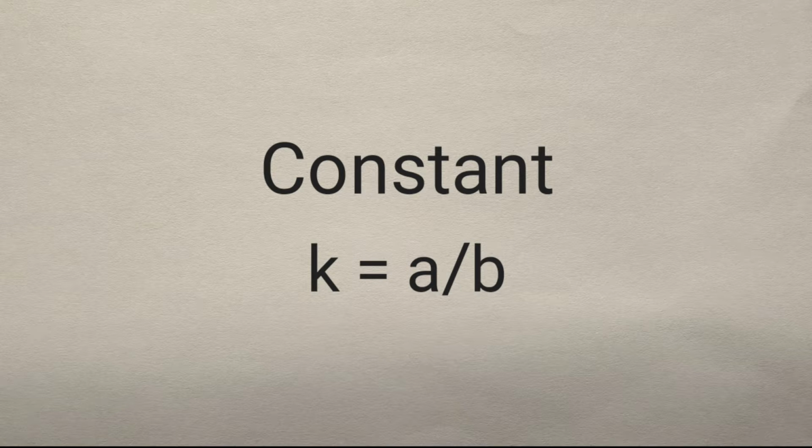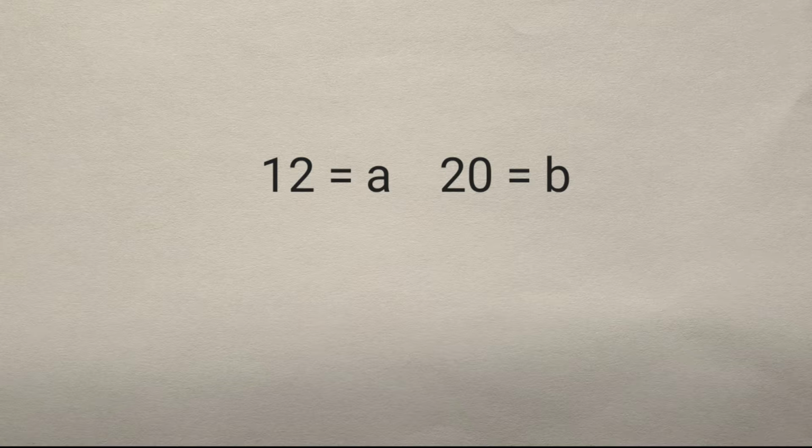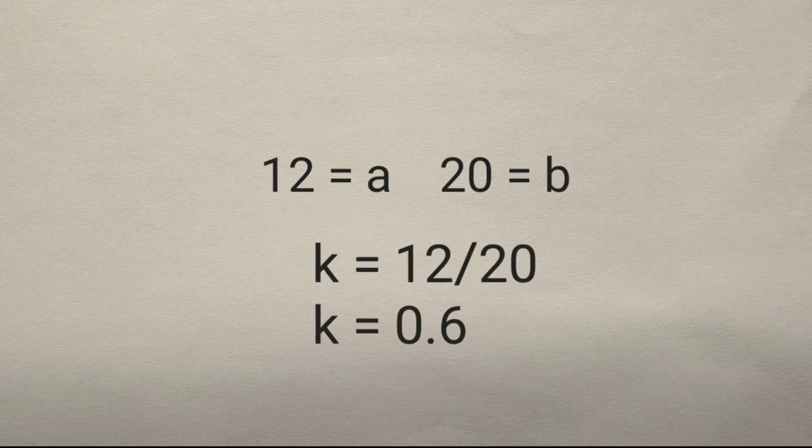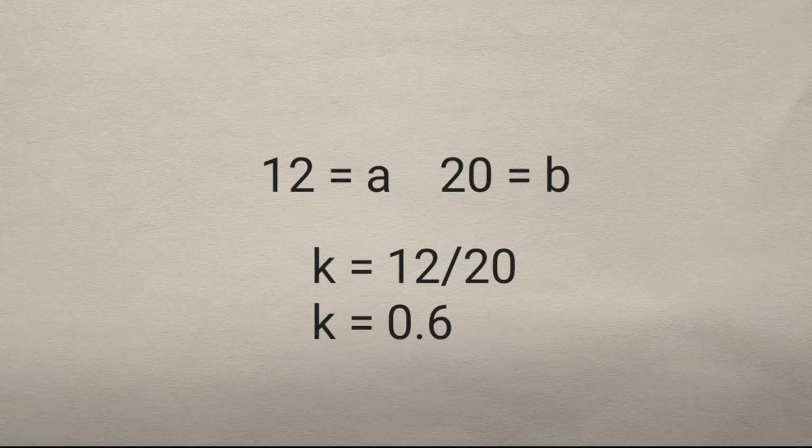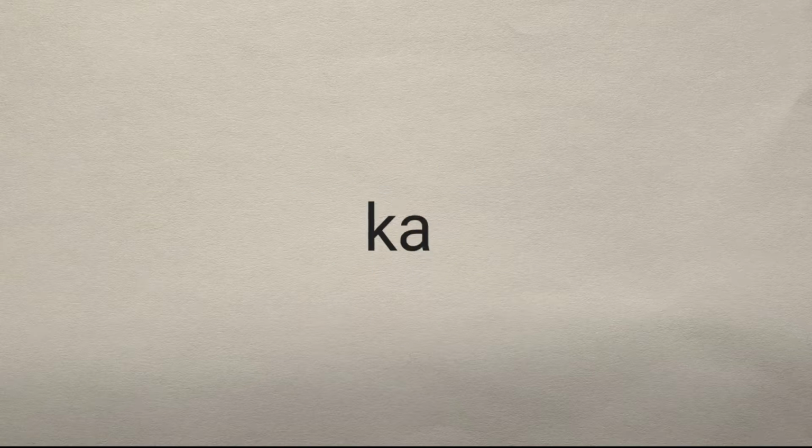When dealing with direct proportion, the constant is A divided by B. In the case of the example, where 12 equals A and 20 equals B, the constant will be 12 divided by 20, which is 0.6. If you know the constant, it will be easy to find other values, because all you have to do is multiply the A by the constant and you will get the B.